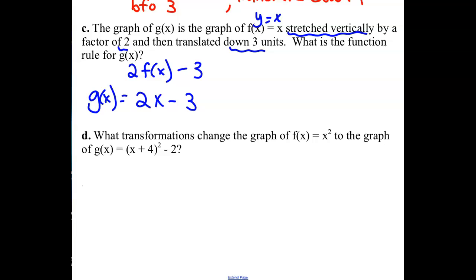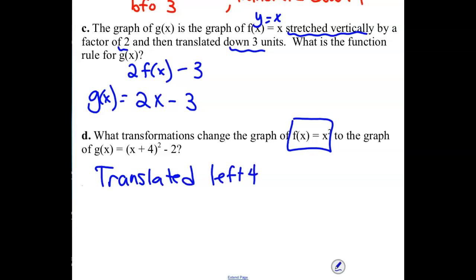All right, this one I've given you the equations. We are taking our parent function for our quadratic family, y equals x squared, and we want to shift it into x plus 4 quantity squared minus 2. Which way did we move? So this was strictly translations. Okay, so we translated it. I heard left 4 and then down 2. All right.